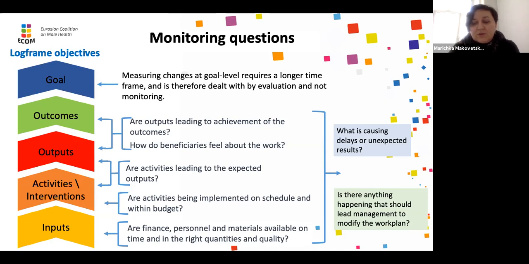And also you should think ahead if anything may happen that may influence your project. For example, if the legislation in the country changes dramatically, for example, you will have no right to distribute condoms, or you will have some restrictions on sexual education programs. So that may influence your program in this case, and you should think about that up front and think how you will mitigate such risks if they occur.